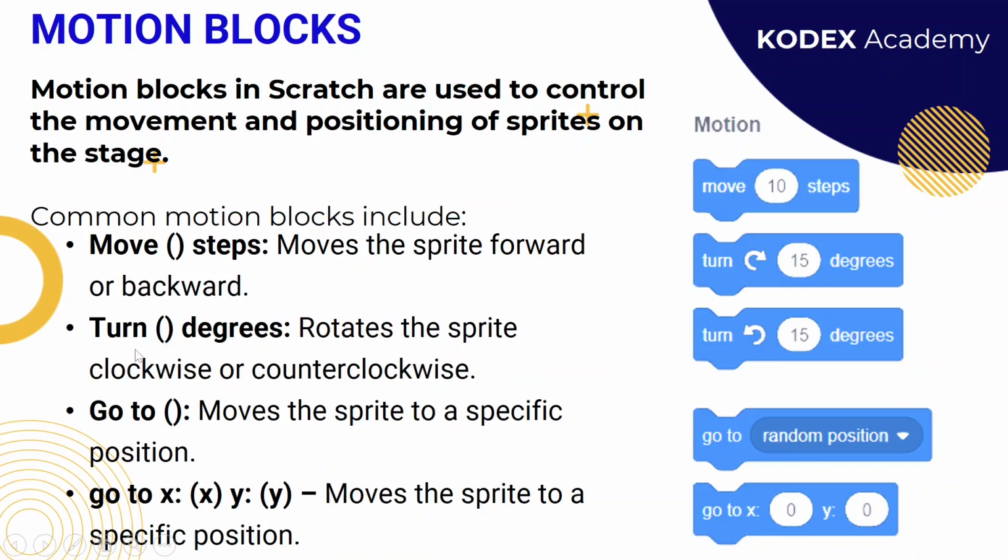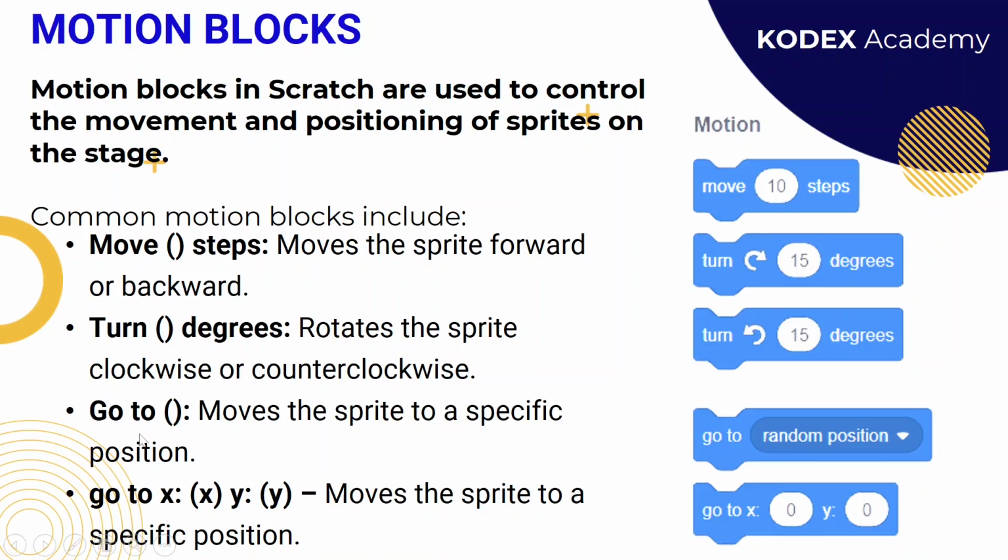Now the second one is turn degree. With the help of this block, you can rotate your sprite clockwise and counterclockwise as well. You can see there are two types of blocks available. One is rotating clockwise and another one is rotating anti-clockwise. So whenever you choose this one, your sprite will rotate clockwise. Whenever you choose this counterclockwise, your sprite will rotate counterclockwise. Here you can write the degree from 0 to 360 degrees. On the basis of that the rotation will be performed.